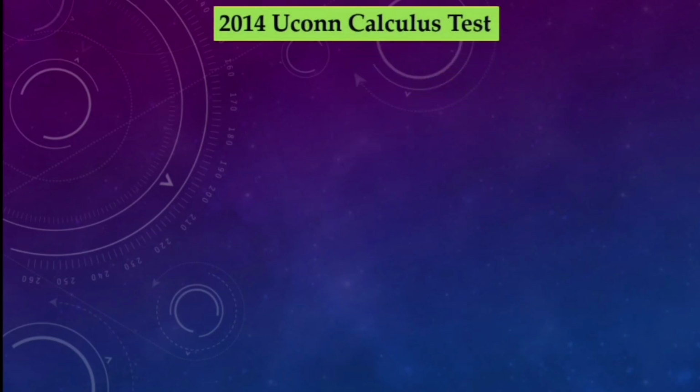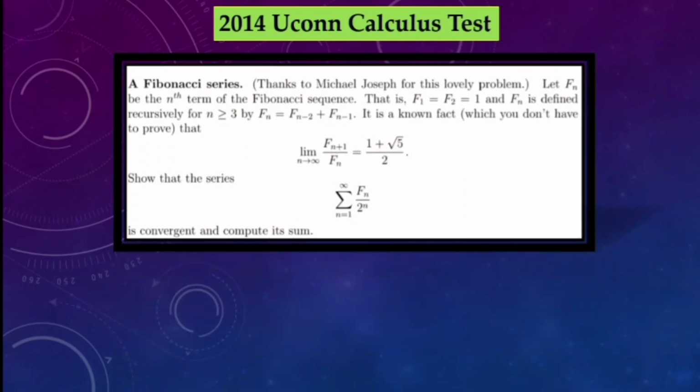In this video, we are going to discuss a problem which appeared in the 2014 University of Connecticut Calculus Test. So what does the problem say? Let Fn be the nth term of the Fibonacci sequence, that is F1 equals F2 equals 1, and Fn is defined recursively for n greater than or equal to 3 by Fn equals Fn minus 2 plus Fn minus 1.